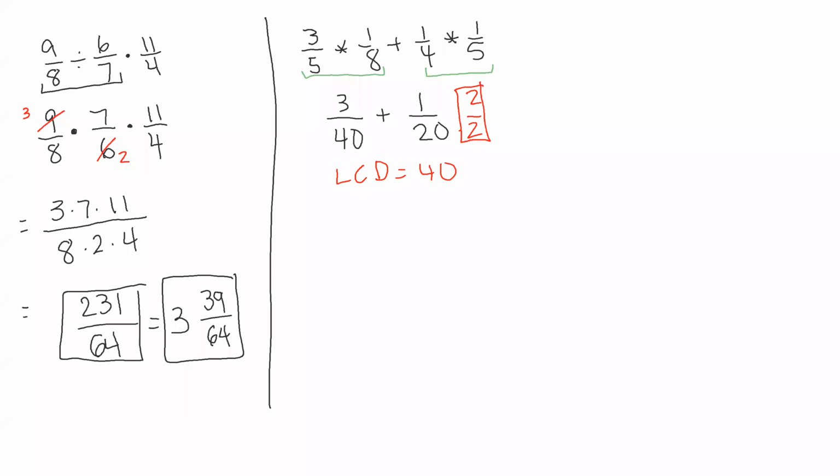But in this case, while it's not changing the value of 1/20, it's changing the appearance of 1/20, okay? So rewrite the whole problem. I've got 3/40 plus, well, 1 times 2 is 2, 20 times 2 is 40. So I have 3/40 plus 2/40. I add my numerators, I get 5 over 40, and I definitely want to reduce. 5 goes into 40 and itself, so 5 into 5 is 1, 5 into 40 is 8. So our final answer here is 1/8.